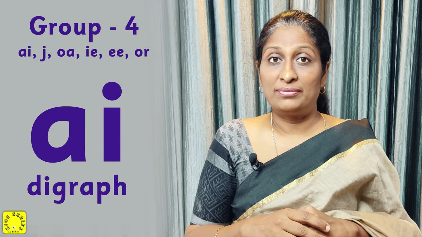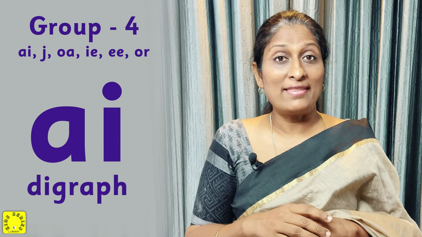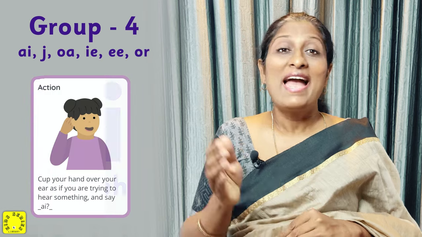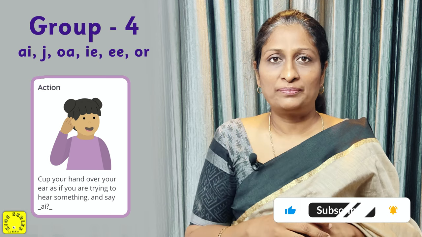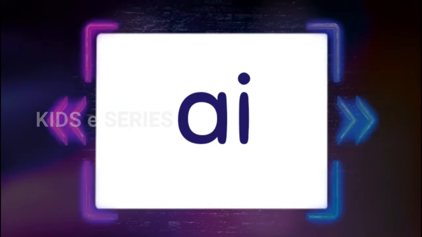Group 4. A and I. They are called digraphs. A and I together give us the sound A. Two letters, one sound.